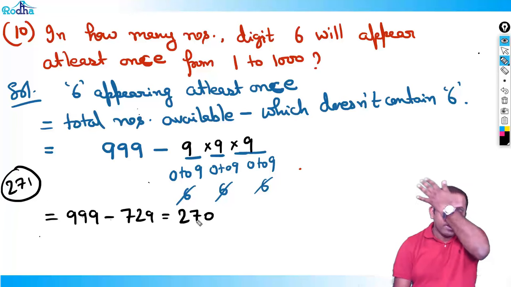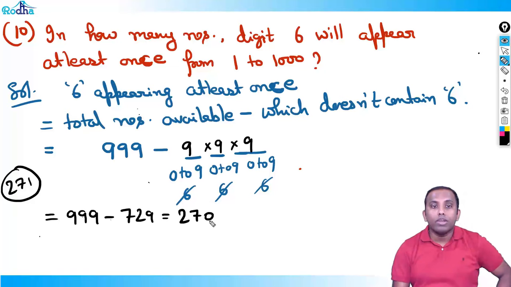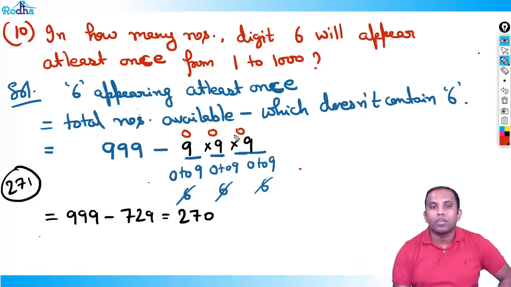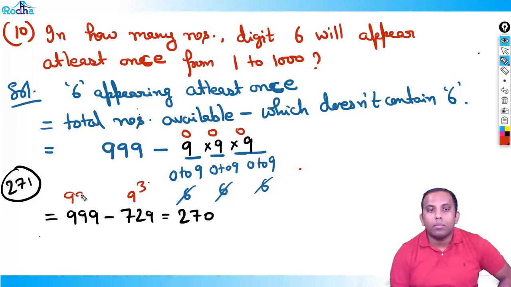Observe here. In all three cases, you have taken 0 to 9, 0 to 9, 0 to 9. That means one case will be there in which there will be all 0, 0, 0. In total you have taken 9 into 9 into 9 as 9 cube, so 999 minus 9 cube. But it is not actually 9 cube, it is 9 cube numbers minus 1. You can't take this 0, 0, 0.